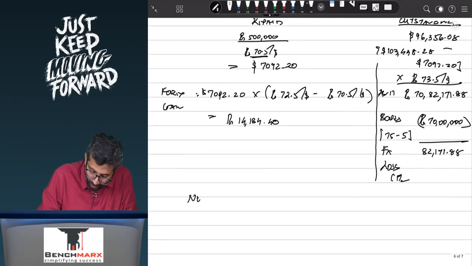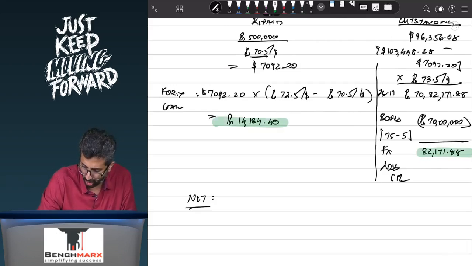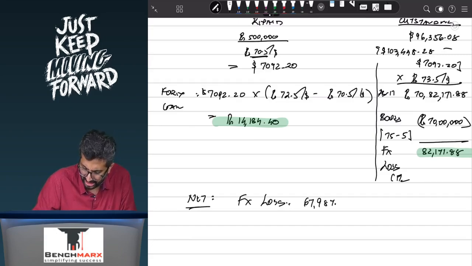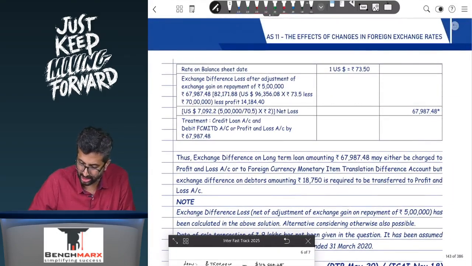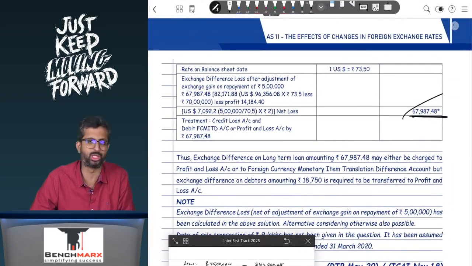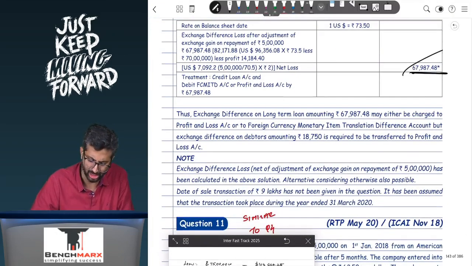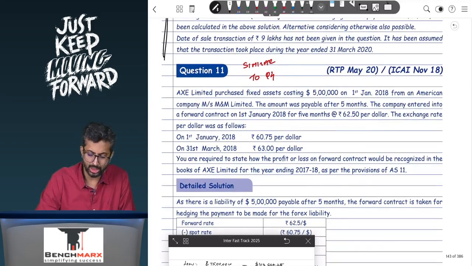So your net forex loss would be a loss of 82 and a gain of 14. So this is 82,171.88 minus 14,184.4, and hence there is a net forex loss of 67,987 point something, which will be recorded in the profit and loss account. So over here, this is 67,987.48. As you can see, this is what the Institute has taken, though we have mentioned that an alternative treatment is very much possible. Okay, so this is question number 10.